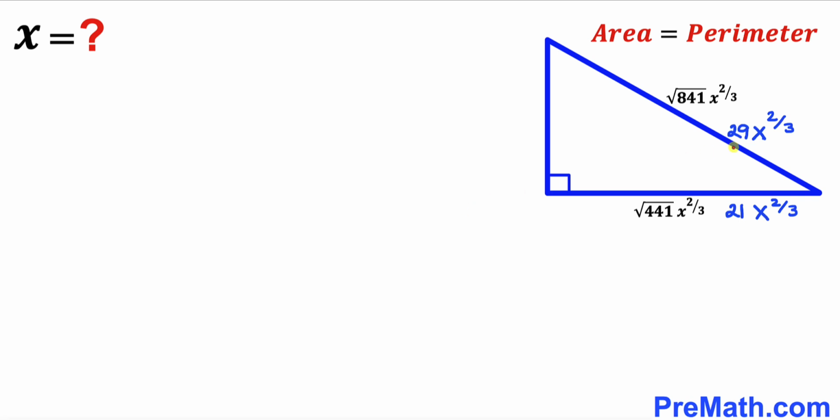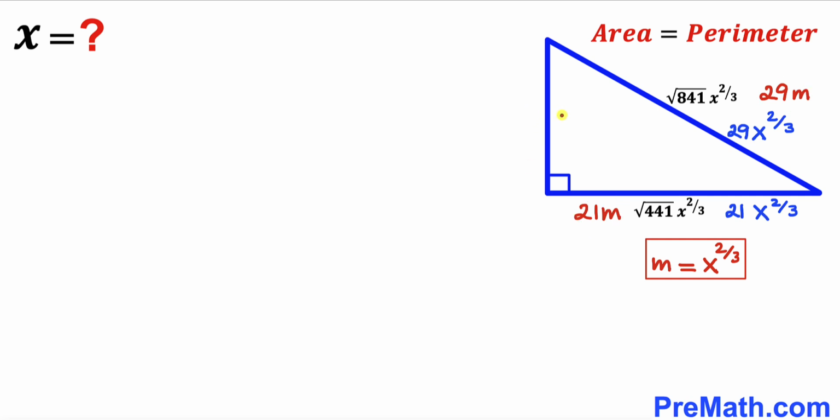And here's our next step. Let me go ahead and make things simple. I'm going to call this x power 2/3 lowercase m. So I can make a substitution: let m equal x power 2/3. Therefore the hypotenuse of this blue triangle could be simply written as 29 times m, and the base of this triangle is 21 times m.